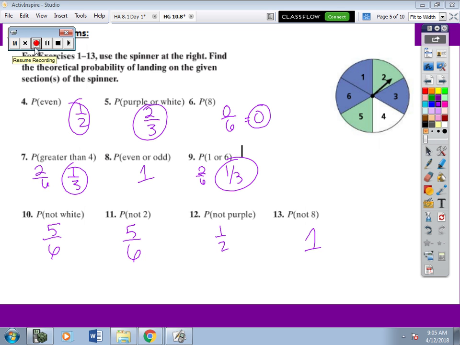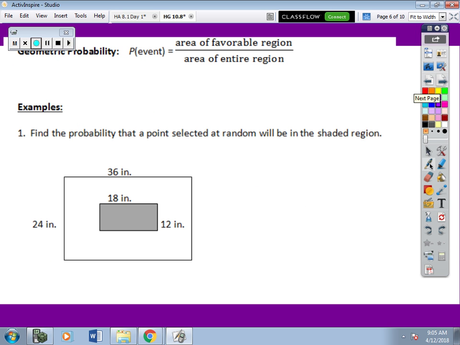Okay, so the same concept is going to apply today, but instead of seeing spinner problems, we're going to see area problems. So geometric probability, instead of being number of favorable over number of total, will be the area of the favorable region over the area of the entire region, so the bigger sheet. Okay, some of these will be easier than others. This one's pretty simple. Find the probability that a point selected at random, if we were just to throw a dart, would land in the shaded region.